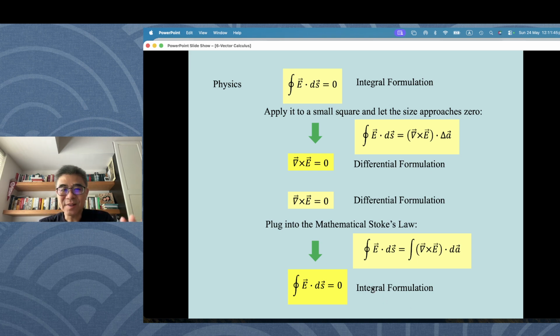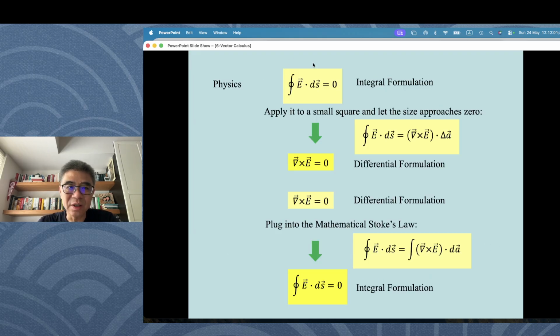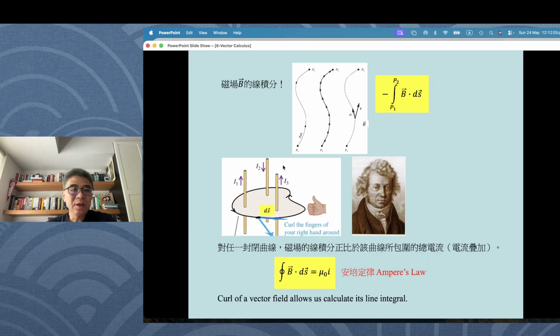Okay, so on a single page, I derive the differential formulation from the integral formulation, and then derive the integral formulation from the differential formulation. That means the two formulations are equivalent to each other, here and here. Okay. So if this is possible, how about Ampere's law?